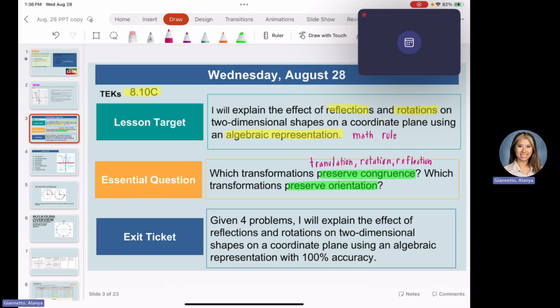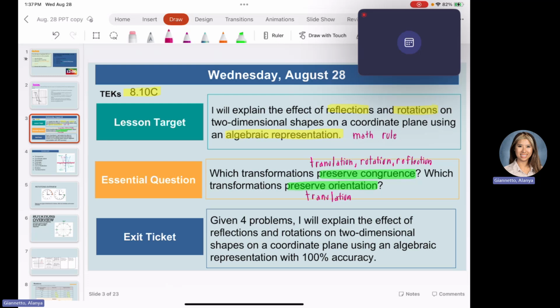Then for the second question, which transformations preserve orientation? We have to remind ourselves that orientation is talking about the direction or the position, right? So in a translation, when you slide, the position on the coordinate plane changes, but the position of the vertices or the corners of the shape do not change. So that's why the direction or position is maintained or preserved.